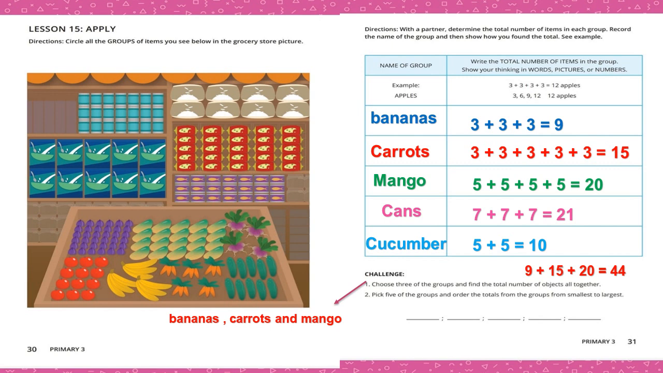Number 2, pick 5 of the groups and order the totals from the groups from smallest to largest. We have here the smallest one, bananas. Then we write 9. Carrots, no, 15. Which is the smallest? Carrots or mango or cans or cucumber? Yes, cucumber. We write 10. And then 15 carrots. And then mango 20, cans 21.